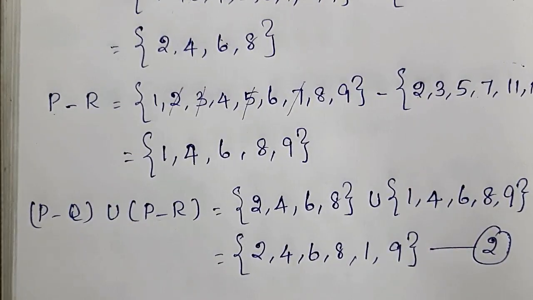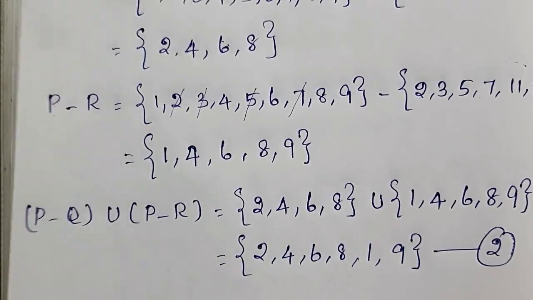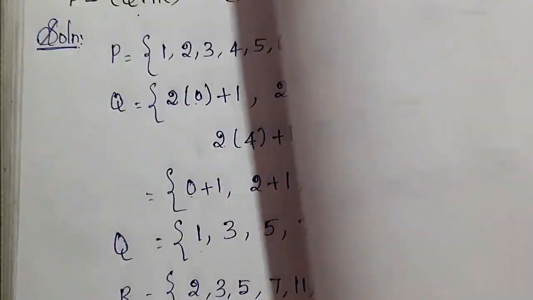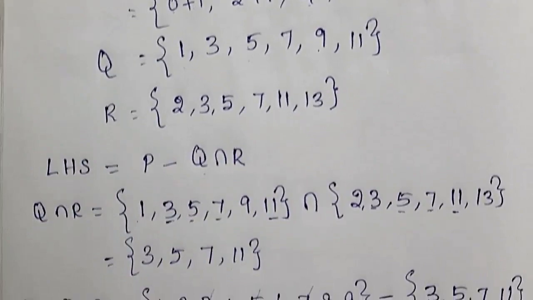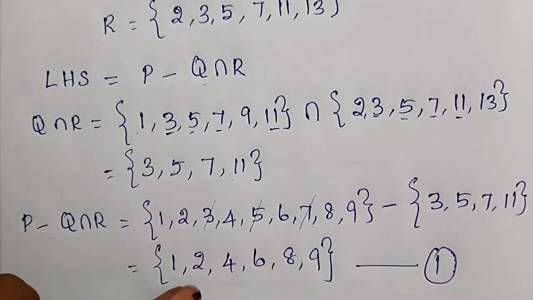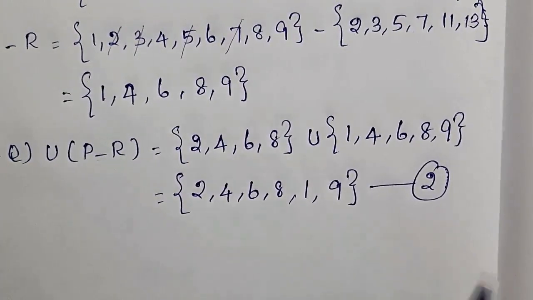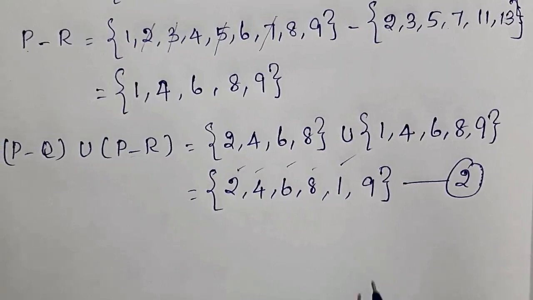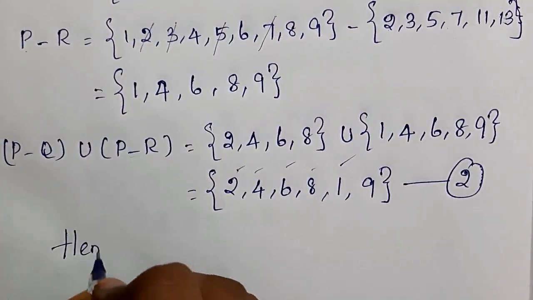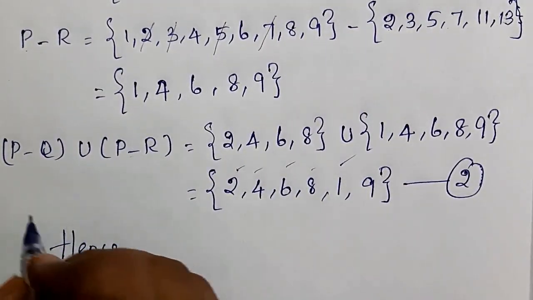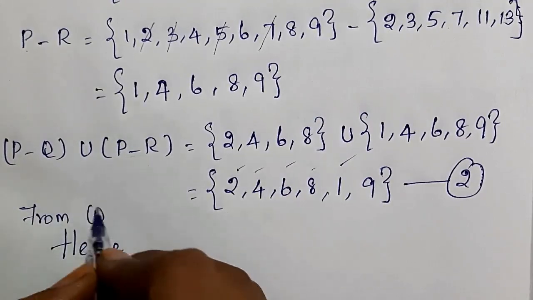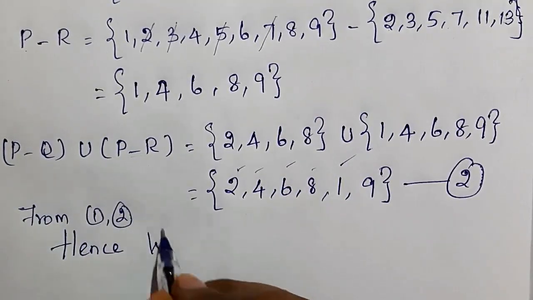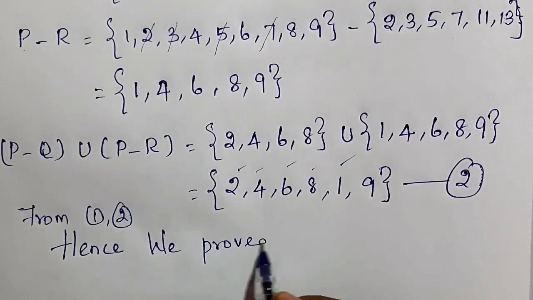Now we can compare 1 and 2. See, 1 elements are 1, 2, 4, 6, 8, 9. These elements are 1, 2, 4, 6, 8, 9. So all the elements are equal. Hence we proved this from 1 and 2.